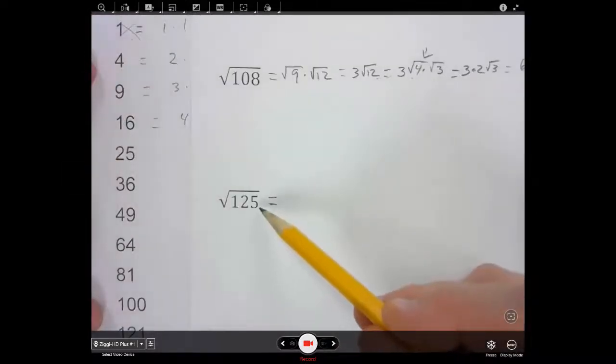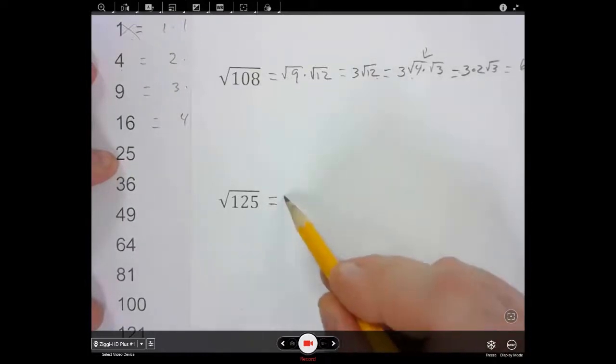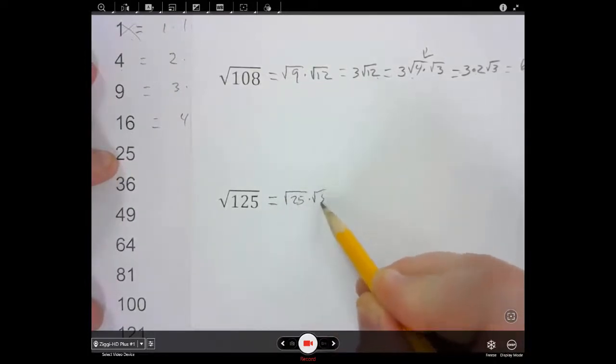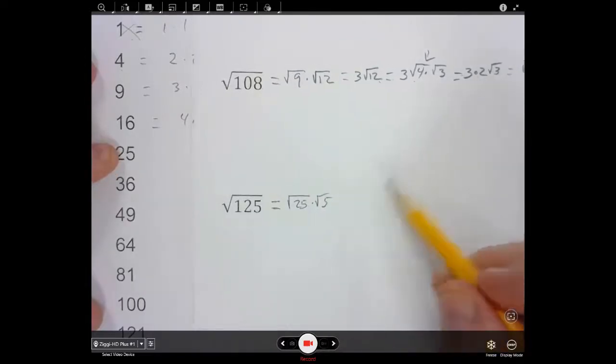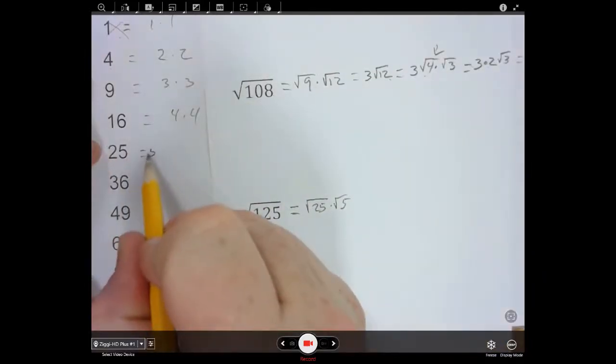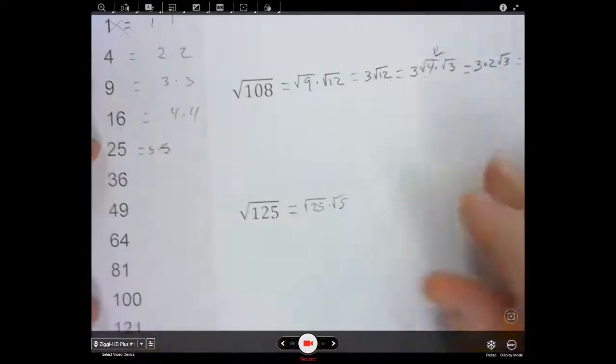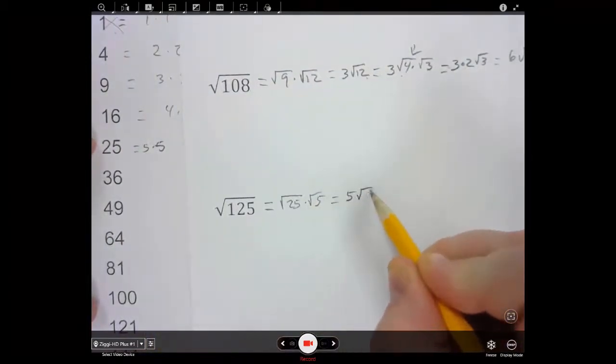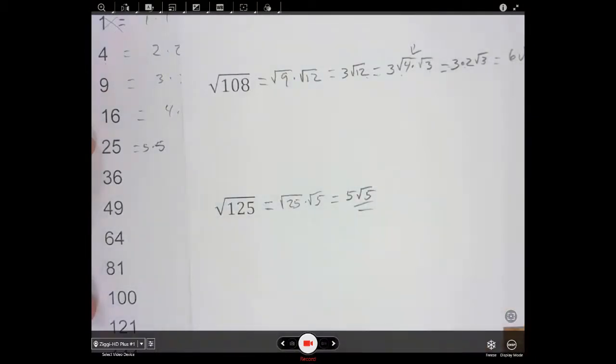Okay, for the square root of 125, I think 25 will go into that, so divide 125 by 25, and I think we end up with 5. But the square root of 25, well, that comes from 5 times 5. So the square root of 125, or square root of 25 times 5, is equal to 5 square root of 5, and that's as far as you can go.